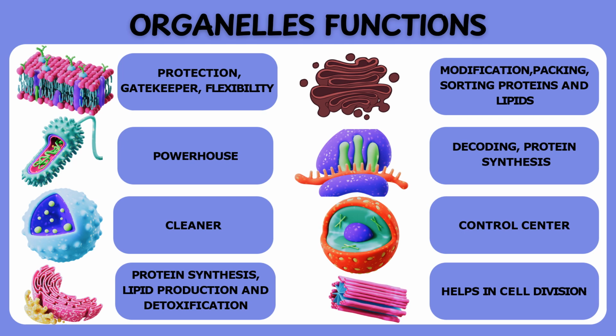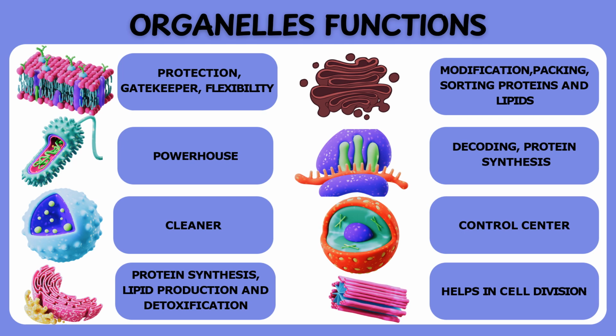5. Nucleolus. Located inside the nucleus. Assembles ribosomal subunits and produces rRNA, essential for protein synthesis. 6. Nucleus. The control center of the cell. Contains DNA and regulates all genetic and metabolic activity, including cell division.